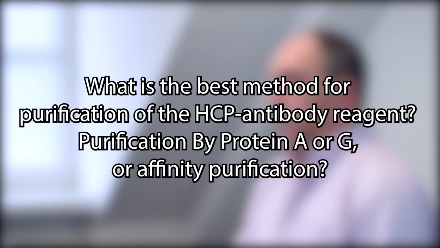What is the best method for purification of the HCP antibody reagent? Purification by protein A or G, or affinity purification? A frequent question that often comes up about anti-host cell protein antibodies is what to do with it once the anti-sera is generated and qualified. There's a couple of different decisions to be made, and there's a lot of arguments in the field about what's the best choice to make.